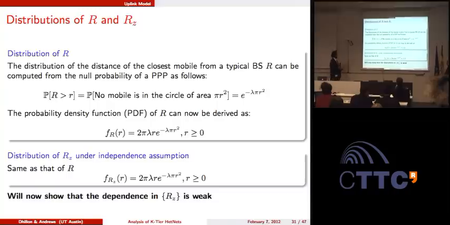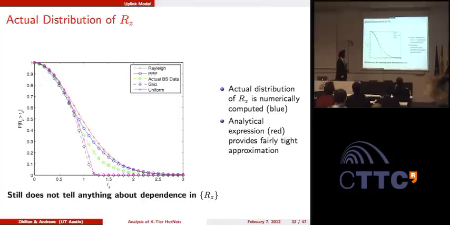So we have this probability density function for R, and now for the distribution of the distances for the interferers, the RZs, or R1 or R2 in that previous figure. If we assume independence, if you forget about the correlation, if you assume that the RZs are independent, we again get the same expression. And we will now show that this dependence in RZs was actually really weak. You could have ignored that and done some nice analysis, and that's what we are going to do.